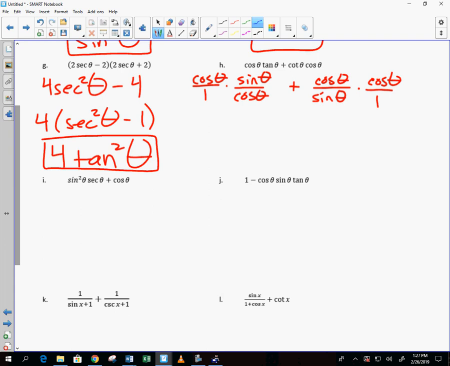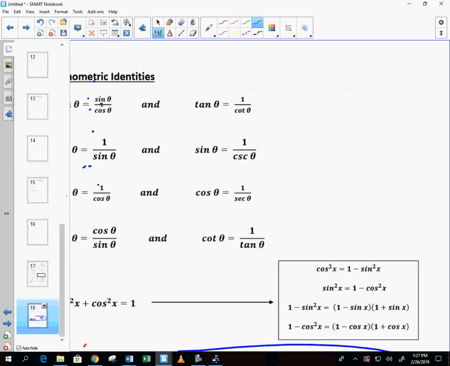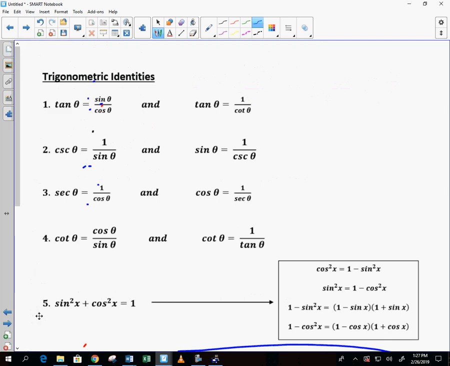So cosine is just cosine over 1. Tangent is sine over cosine because of all that stuff. Yep.